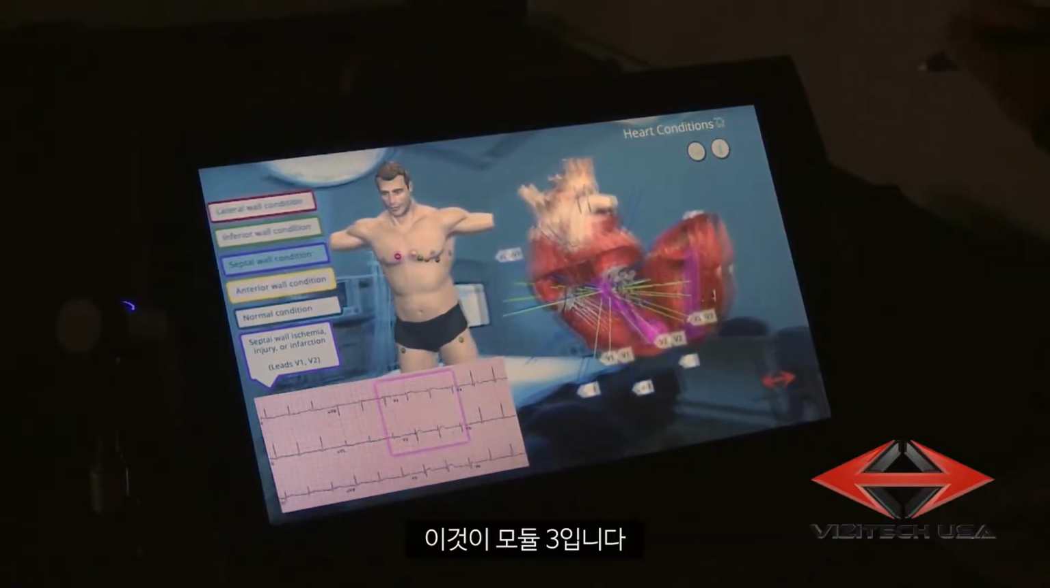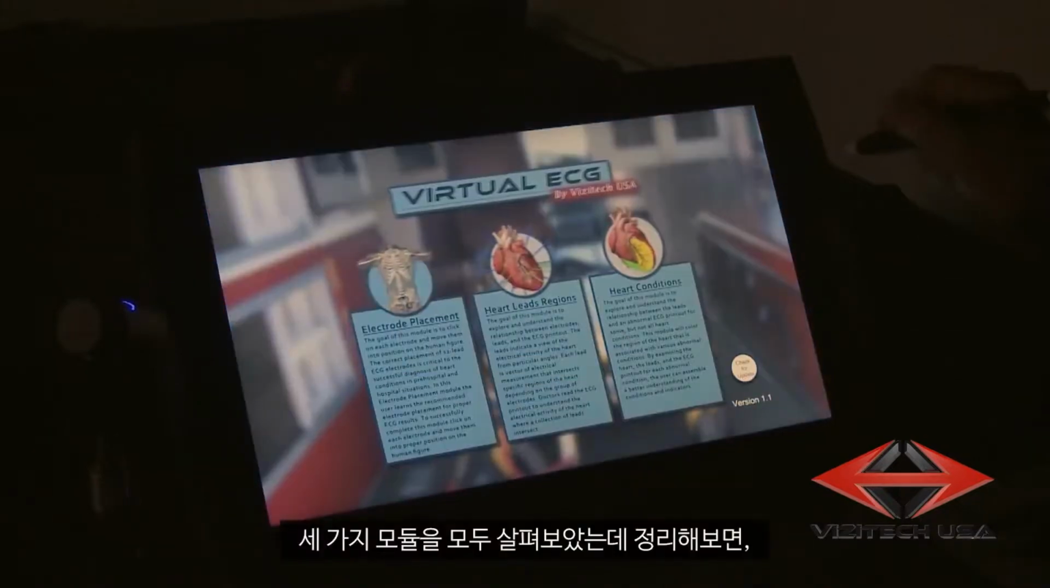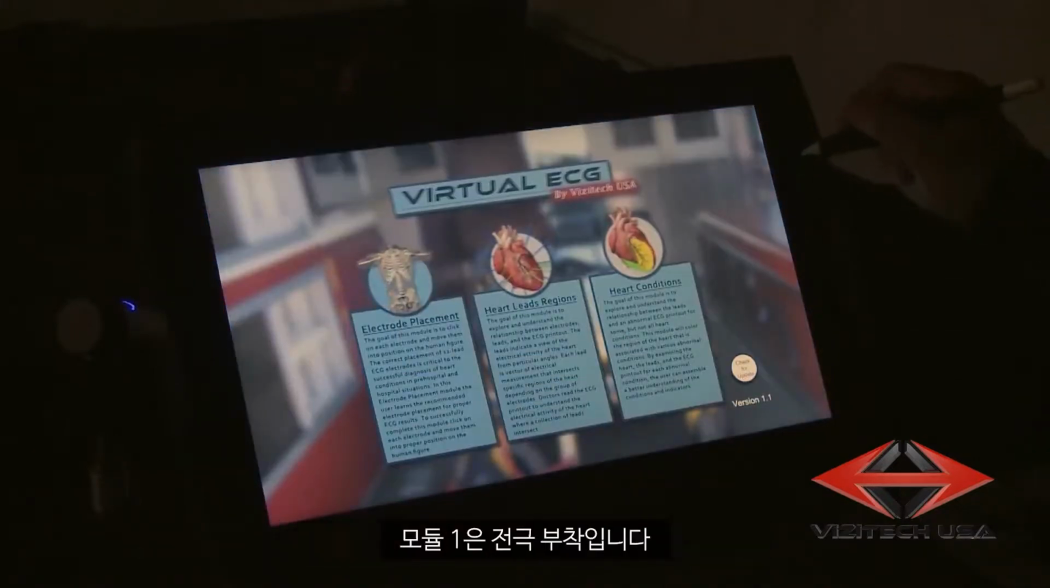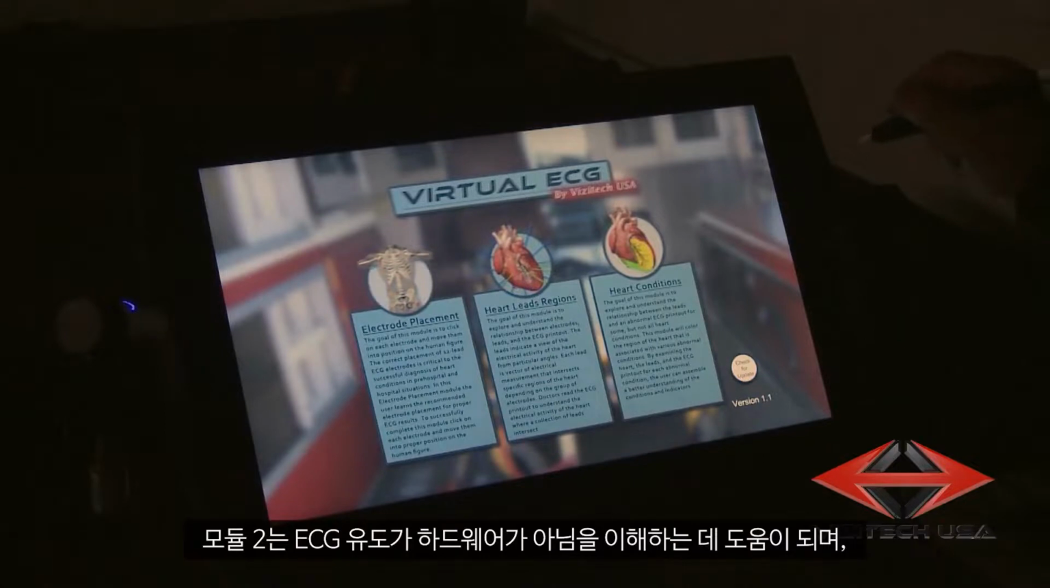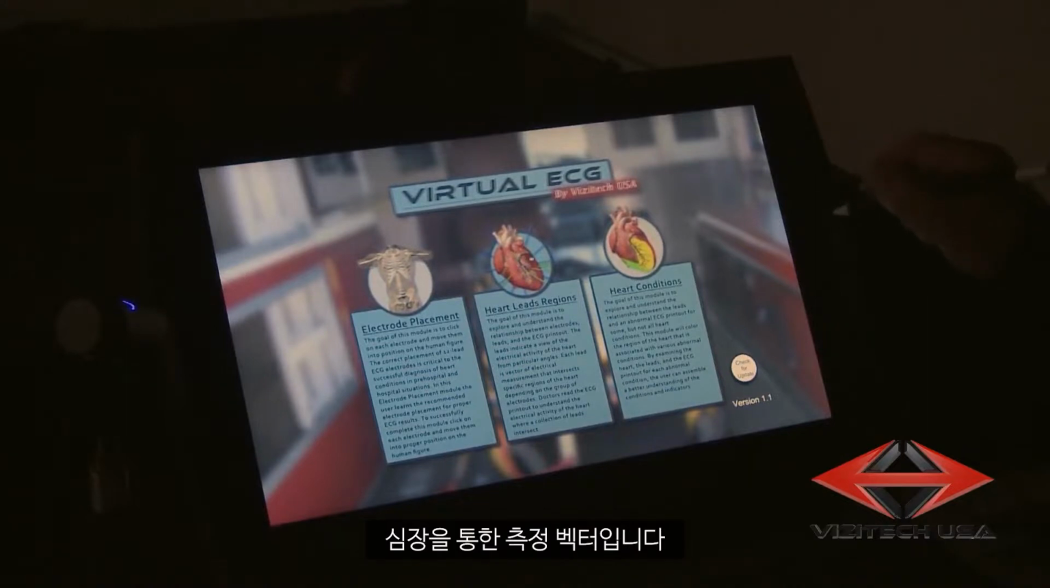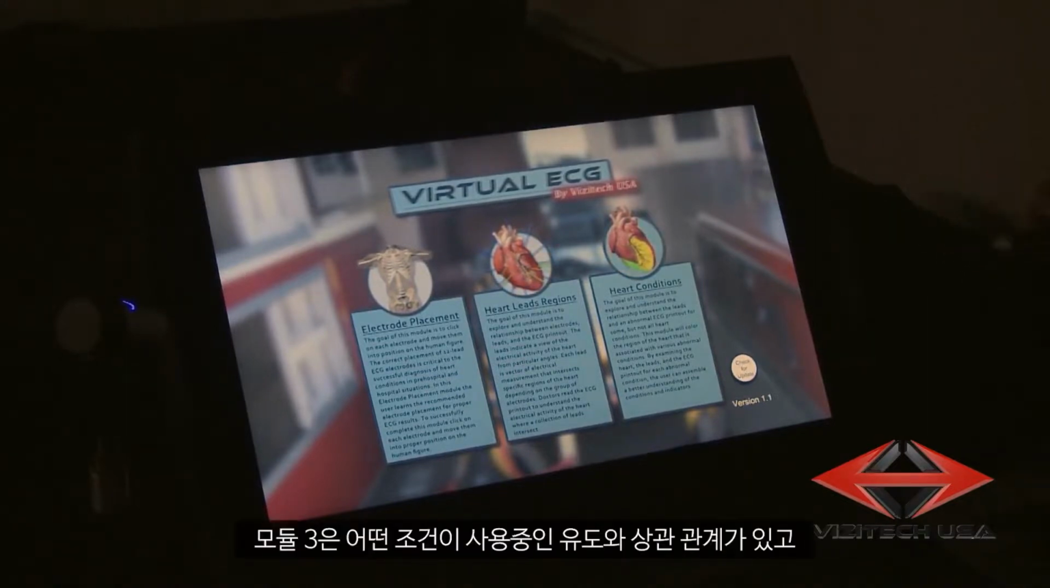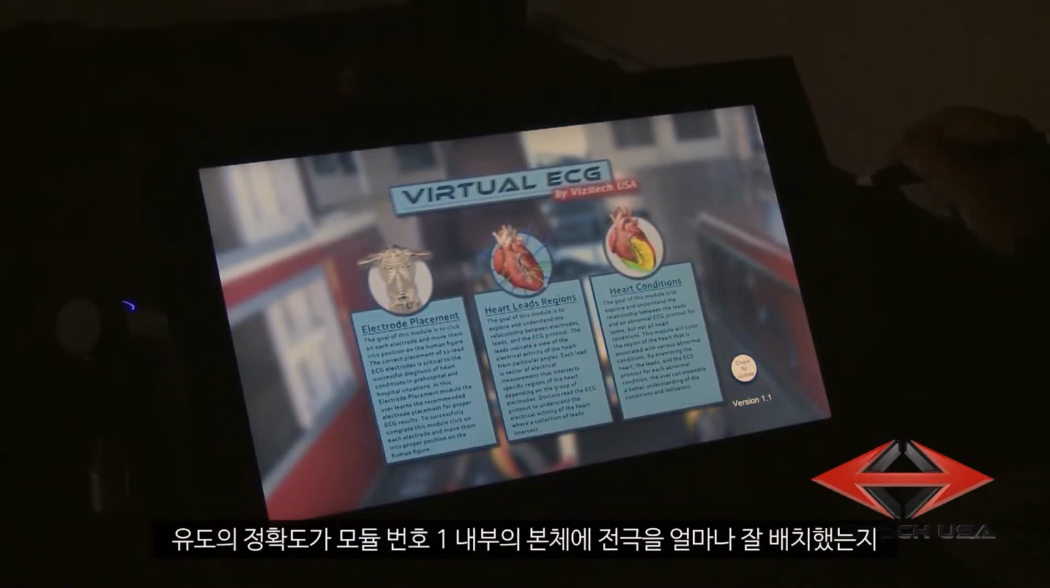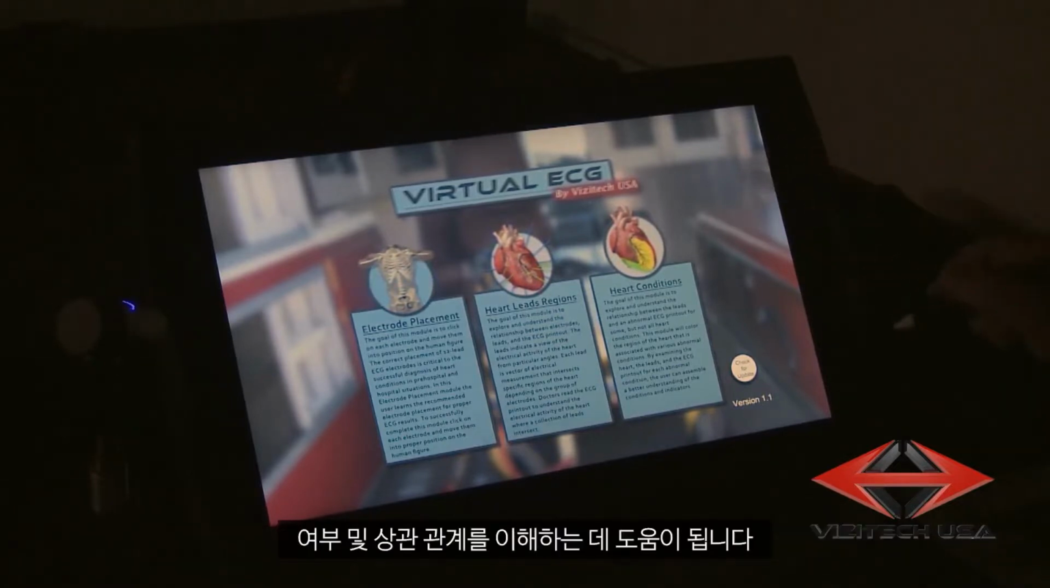So that's Module 3. So we've looked at all 3 modules. Module 1 is electrode placement. Module 2 helps us understand that an ECG lead is not a piece of hardware. It's a measurement vector through the heart. Module 3 helps us understand what conditions correlate to which leads are being used, and the accuracy of the leads correlate to how well you have placed the electrodes on the body inside of module number 1.